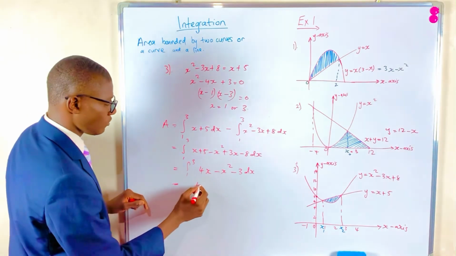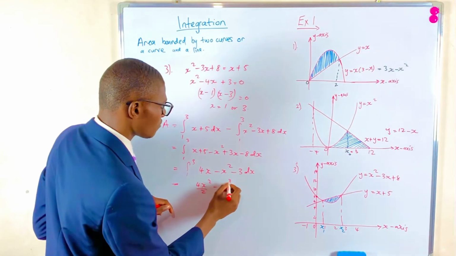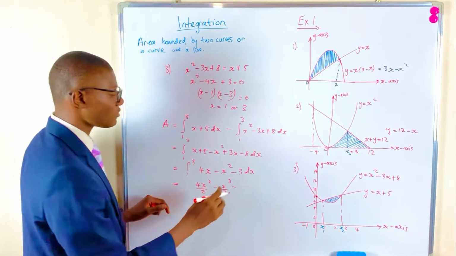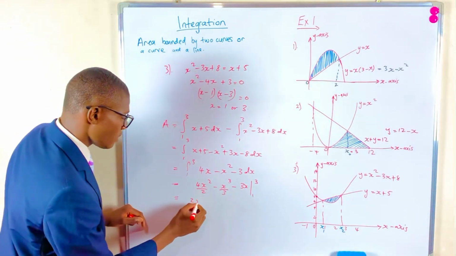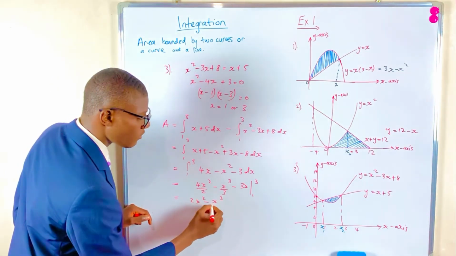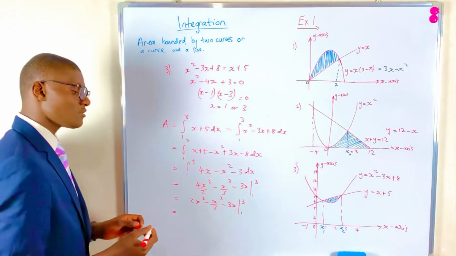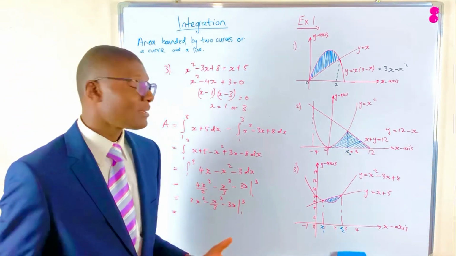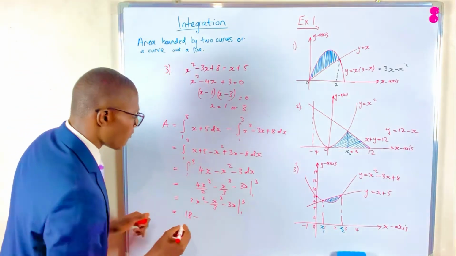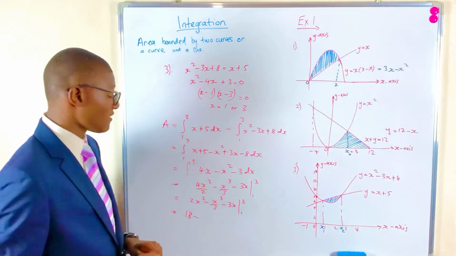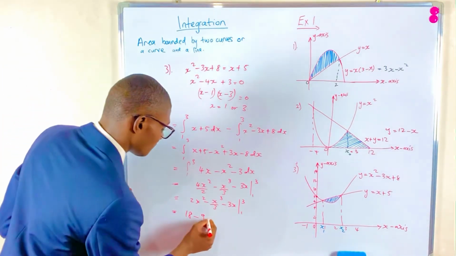This would be equal to 4x squared over 2 minus integral of x squared would be x to the power of 3 over 3 minus integral of 3 would be 3x from 1 to 3. This would be 2x squared minus x to the power of 3 over 3 minus 3x from 1 to 3. And now substituting for the limits, firstly, if you substitute the upper limit, we're saying 2 times 3 squared, that's 2 times 9, which will give us an 18, minus 3 to the power of 3, that's 27. 27 over 3, that will give us a 9. Then minus 3 times 3, that's minus 9.